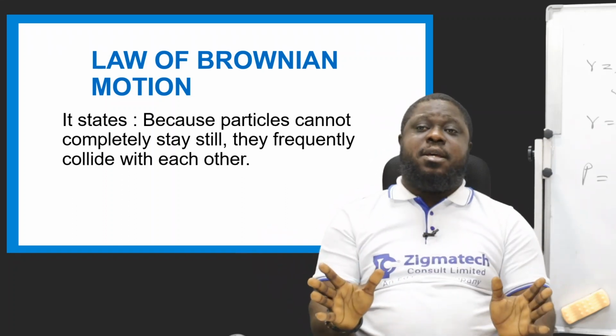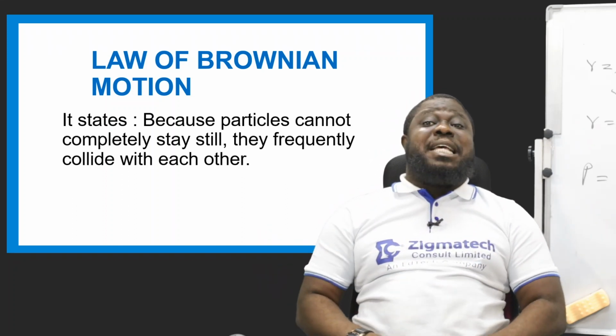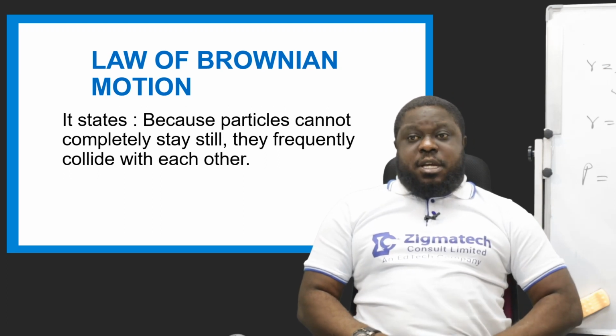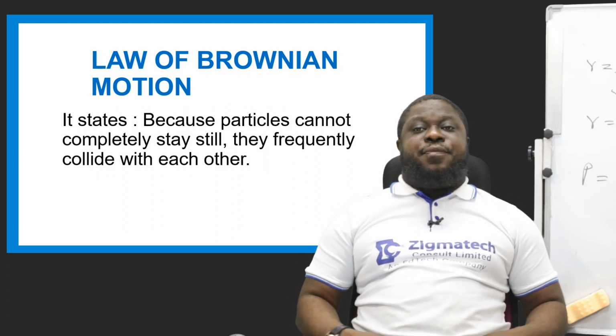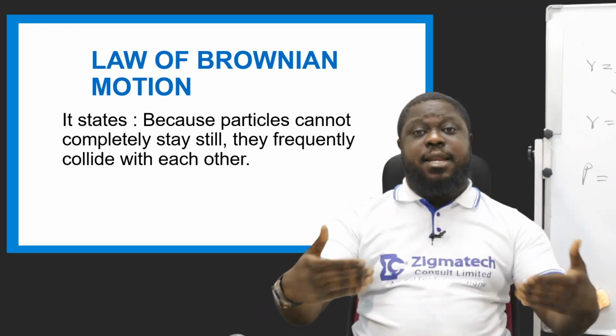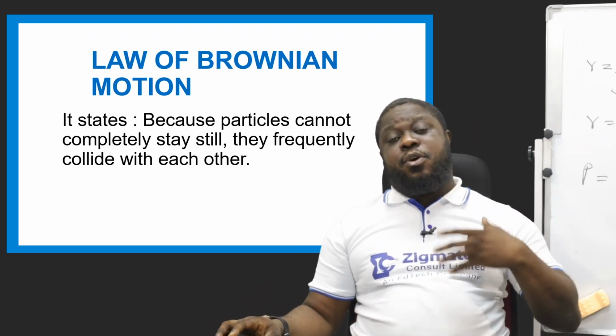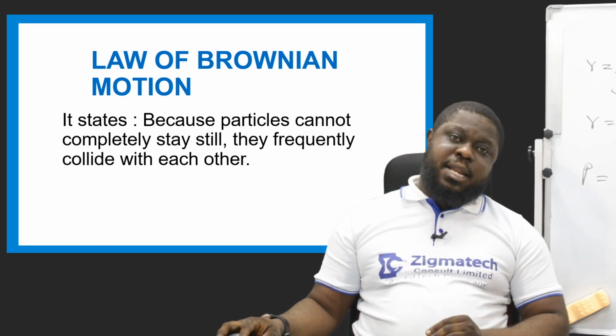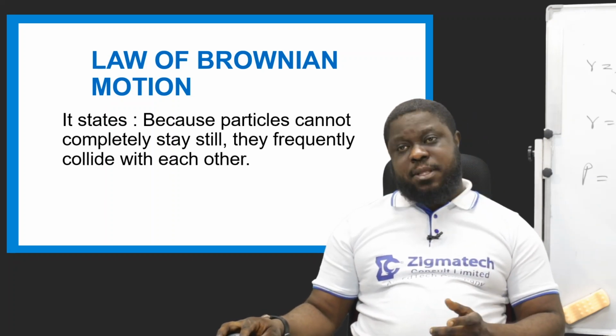But naturally, with Brownian motion, the particles do not stay still. They don't stay still, so they frequently collide with each other. Because they are not still, because they move steadily, their kinetic energy is strong, so they will collide with each other. That is how they supported the kinetic theory of matter.